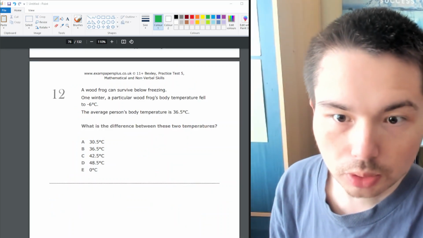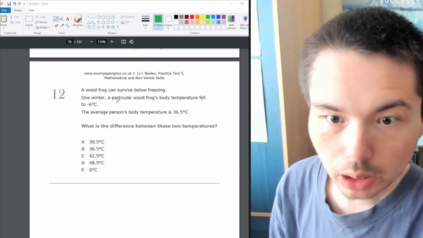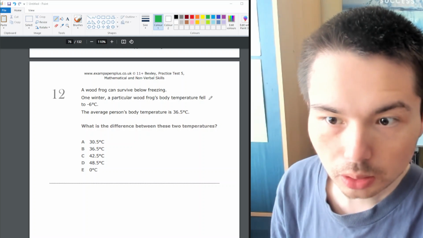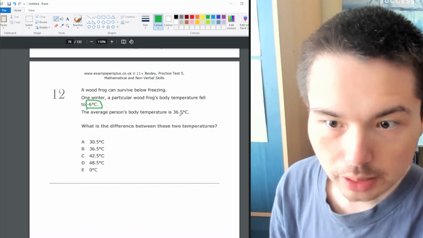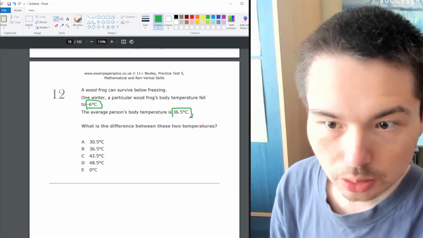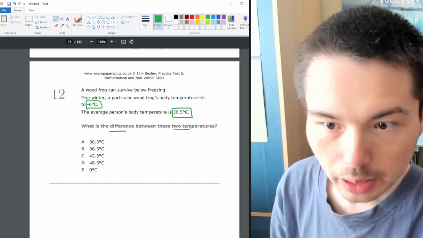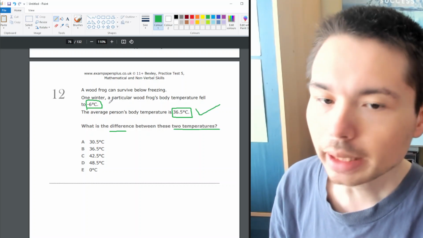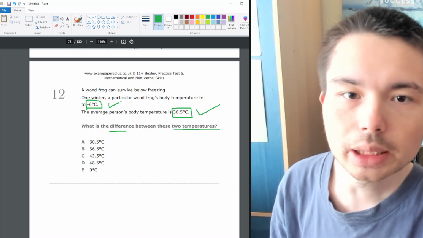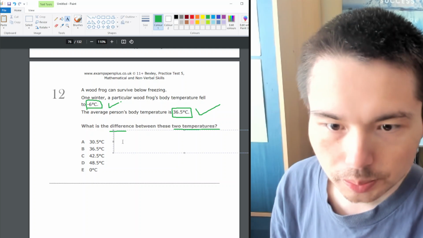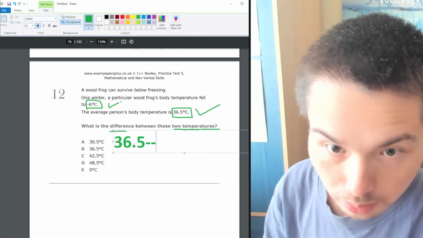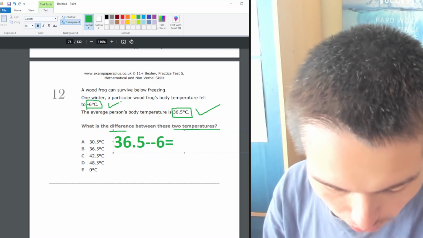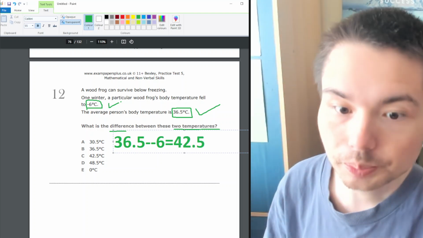Question 12. A wood frog can survive below freezing. One winter, a wood frog's body temperature fell to -6. The average person's body temperature is 36.5. What's the difference between them? Positive and a negative number. We know difference means let's subtract it. So we have 36.5 minus -6, and that will equal 42.5.